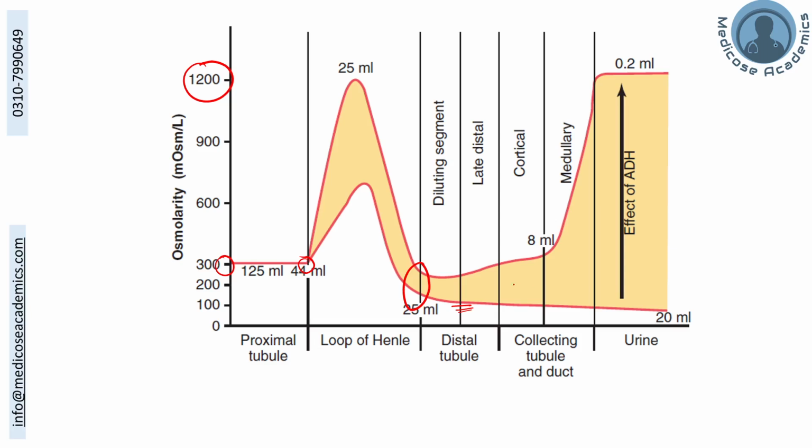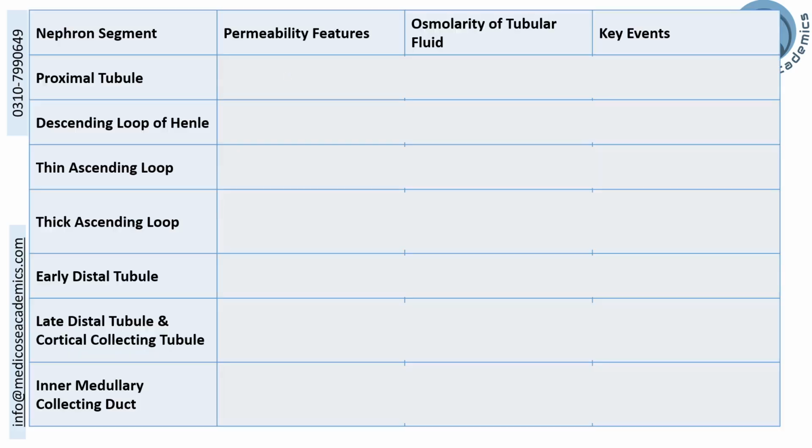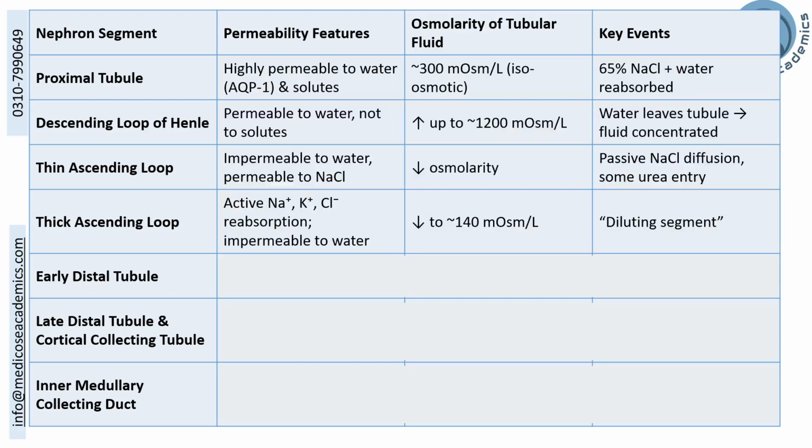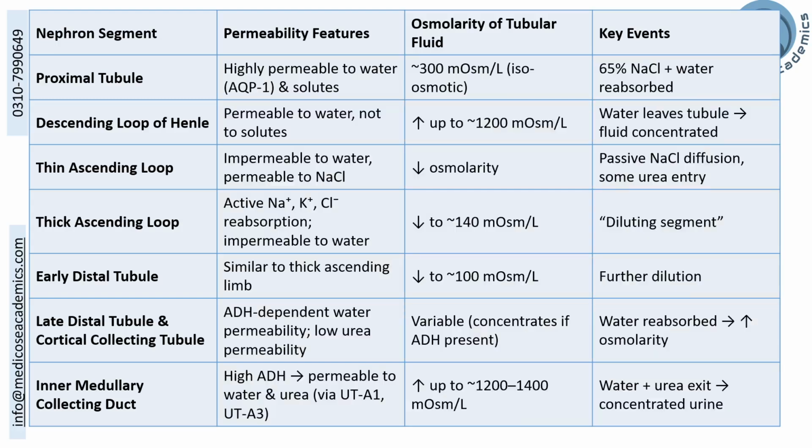If ADH is absent, the osmolarity may further decrease up to 50 milliosmoles per liter, producing large volume of dilute urine, up to 20 ml, you can see over here. And in the presence of the ADH, the osmolarity may increase up to again 1200 milliosmoles, and small volume of concentrated urine may be produced. And this is the summary of what we have discussed by now while discussing the dilute and concentrated urine formation for your review.